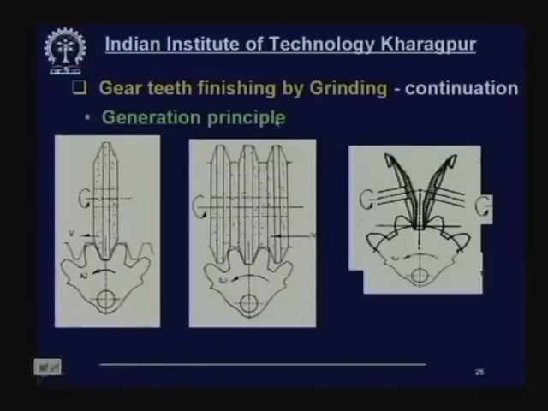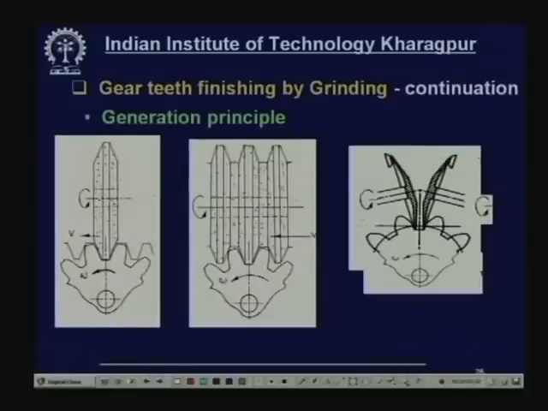Now the generation principle. Here it looks similar. This is basically a rack, like the straight tooth. One of the rack teeth has been taken in the form of a grinding wheel. So the grinding wheel will reciprocate parallel to its axis, and the gear will move in this direction. These two motions, say V and omega, will be so related that V is equal to omega R, where R is the radius of the gear and omega is the angular speed of the gear.